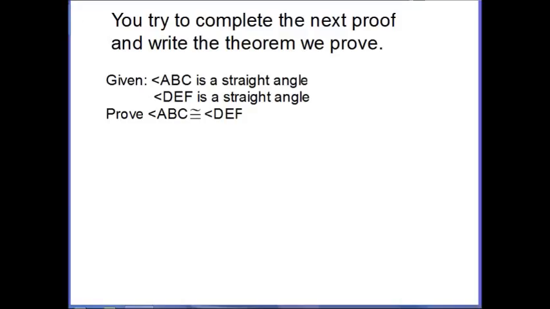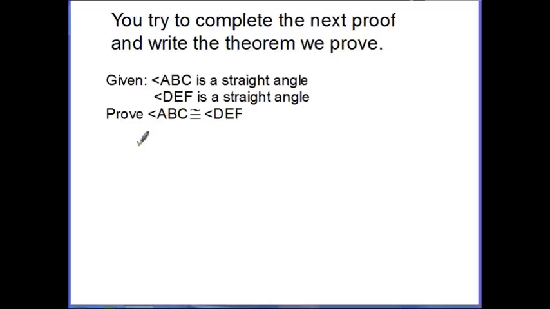You try the next proof and write down the theorem that we prove. In this case, we're given that angle ABC is a straight angle, angle DEF is a straight angle, and we're trying to prove that angle ABC is congruent to angle DEF. Press pause and let's see what you can do.